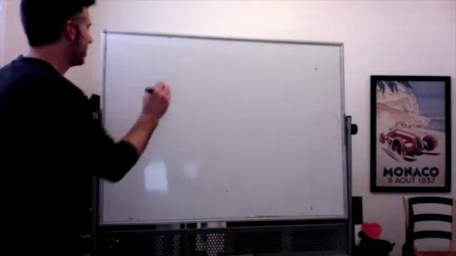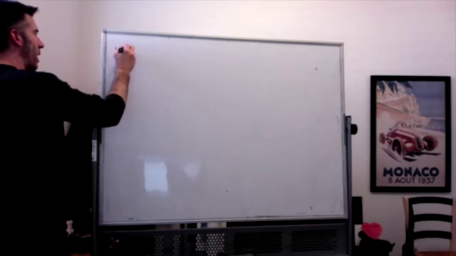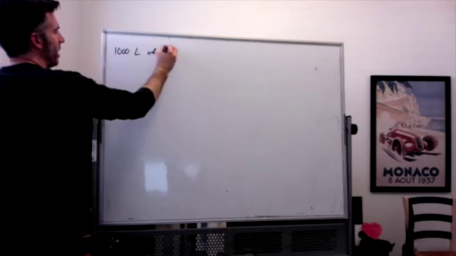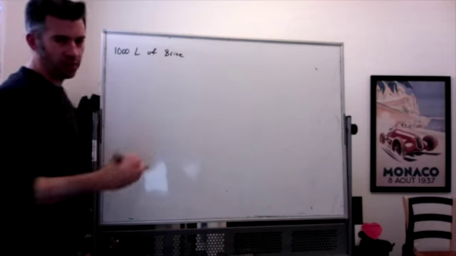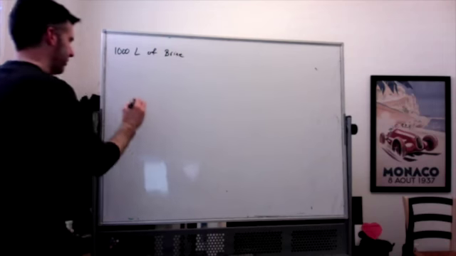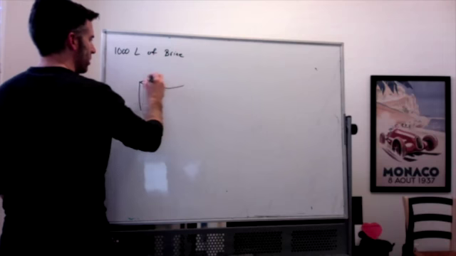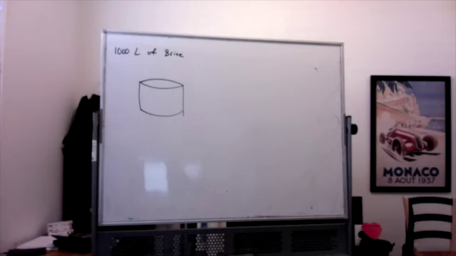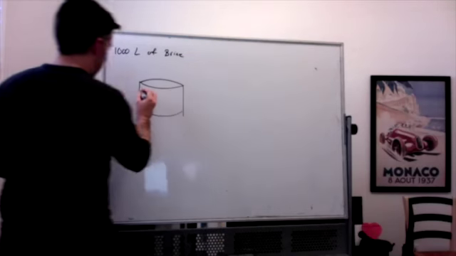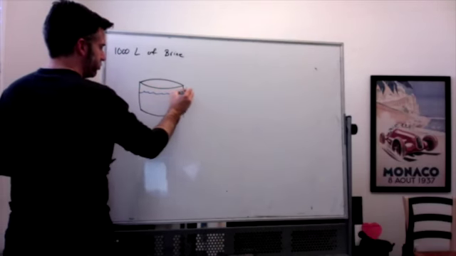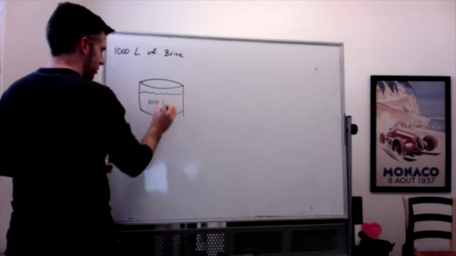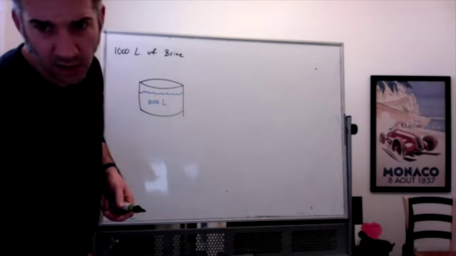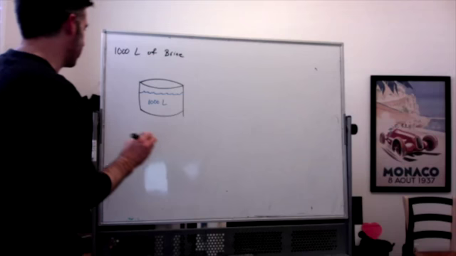A tank contains 1,000 liters of brine. Typically when I'm doing this kind of tank problem, I like to just draw a picture. So I've got 1,000 liters of brine in my tank, briny, salty. I've got some blue pens here. 1,000 liters of brine, with 15 kilograms of salt.